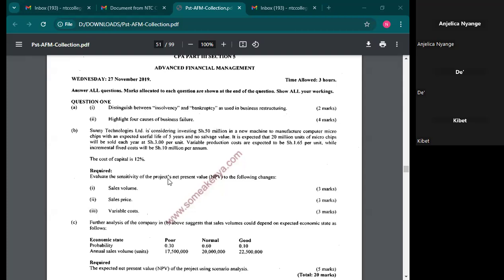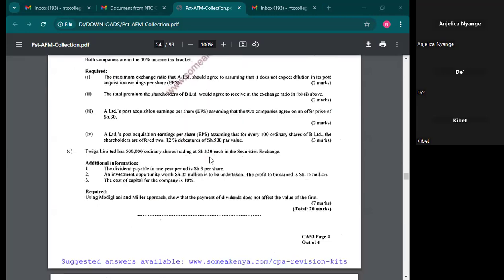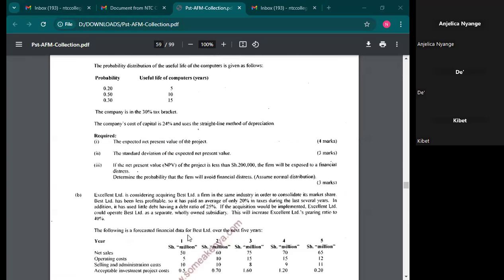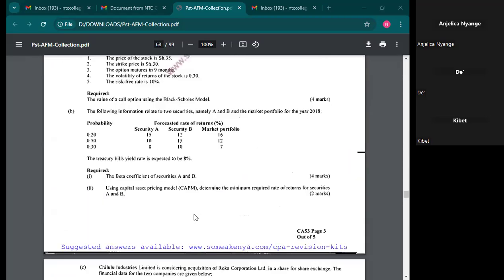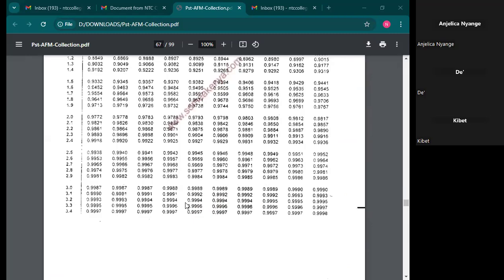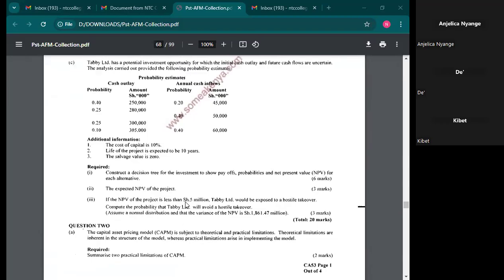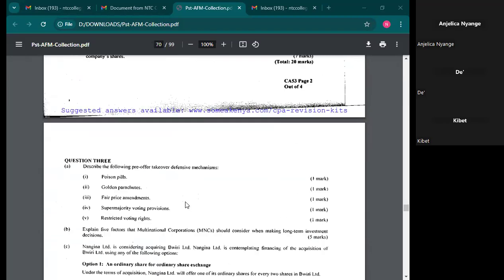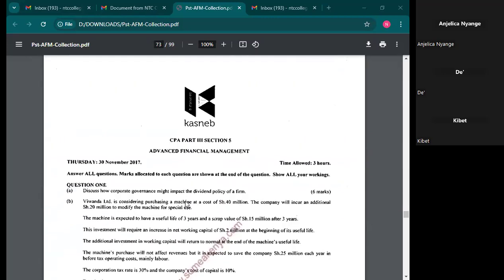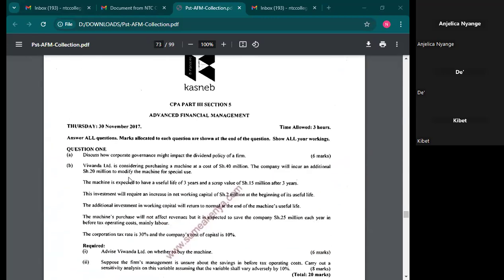I'm giving you two assignments. The first one is November 2019, question number 1B. This one here, 1B, November 2019. Another assignment is 2017, very similar. Lakini nataka nione vile mnapambana. Assignment makes you become hard. Makes you become more prepared. 2017 November.